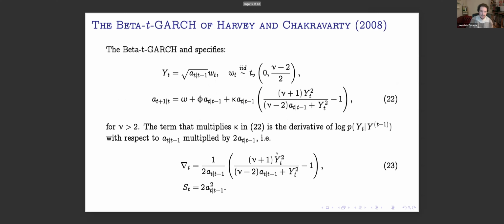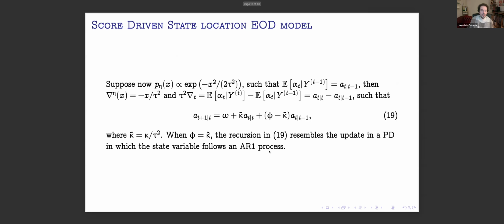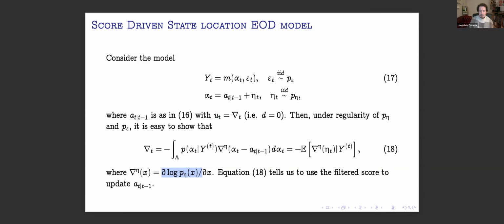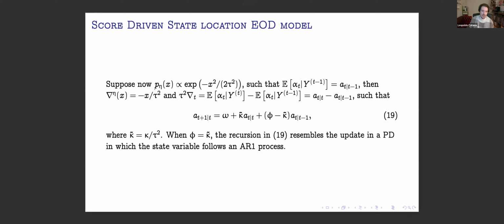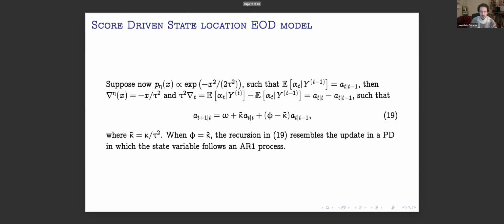Now suppose that the shocks in the state equation here are Gaussian. So suppose that this eta t here is Gaussian. So this is the density. And now we have that the predictive estimate of the state variable is simply given by a t given t minus 1. So this is under the assumption that this is standard Gaussian for simplicity.